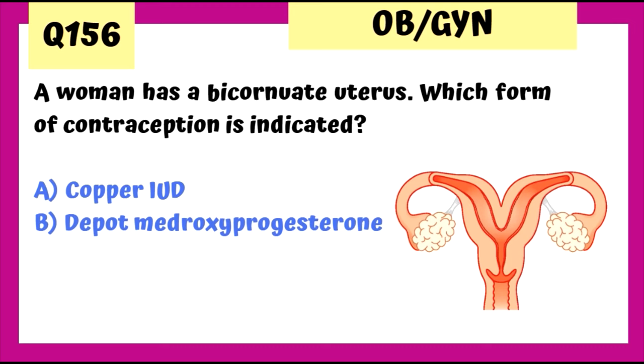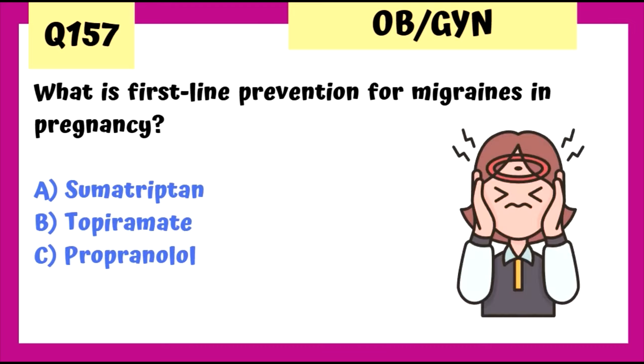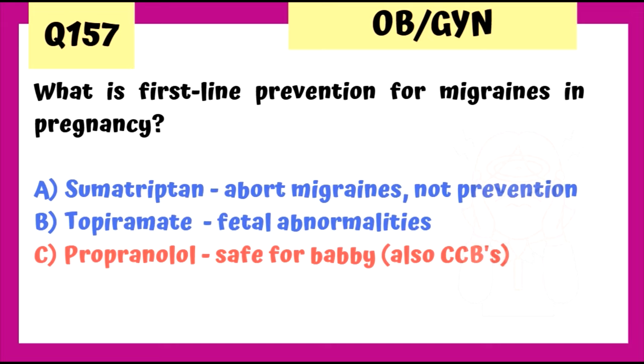So the copper IUD doesn't work because it won't fit. We would go to depot medroxyprogesterone. Question 157, what is first-line prevention for migraines in pregnancy? It's going to be propranolol. That's how we prevent migraines. It's sumatriptan that aborts the migraines, but not prevention. And topiramate has fetal abnormality, so it's not indicated in pregnancy.